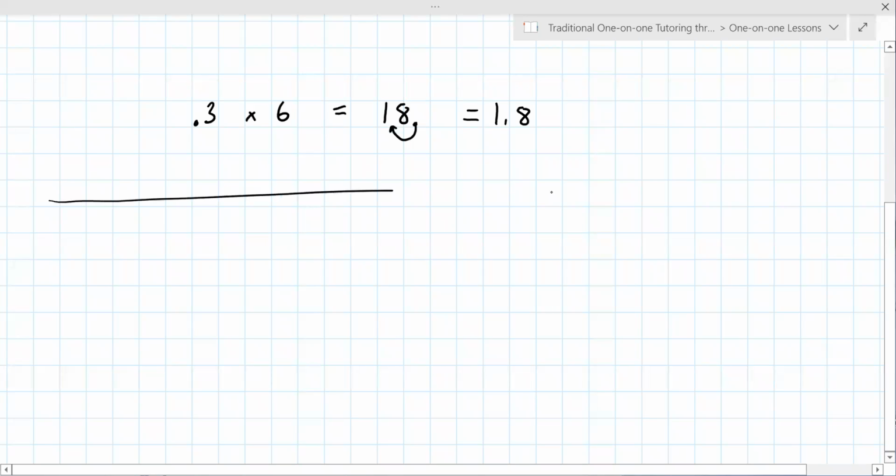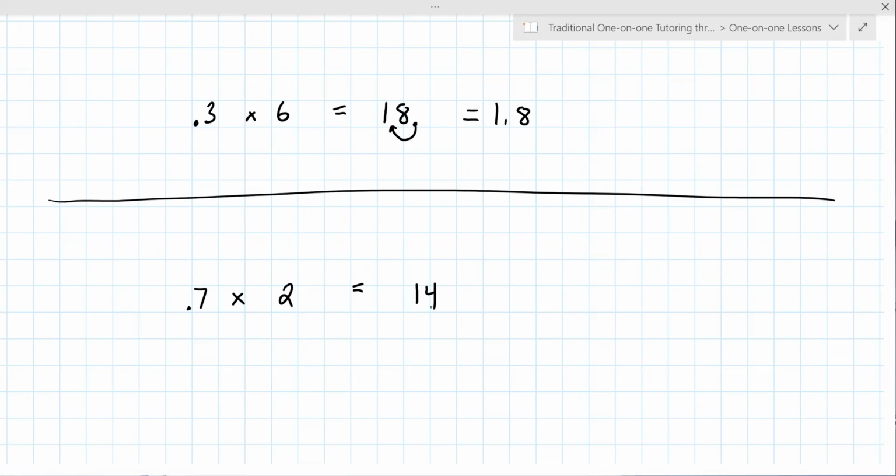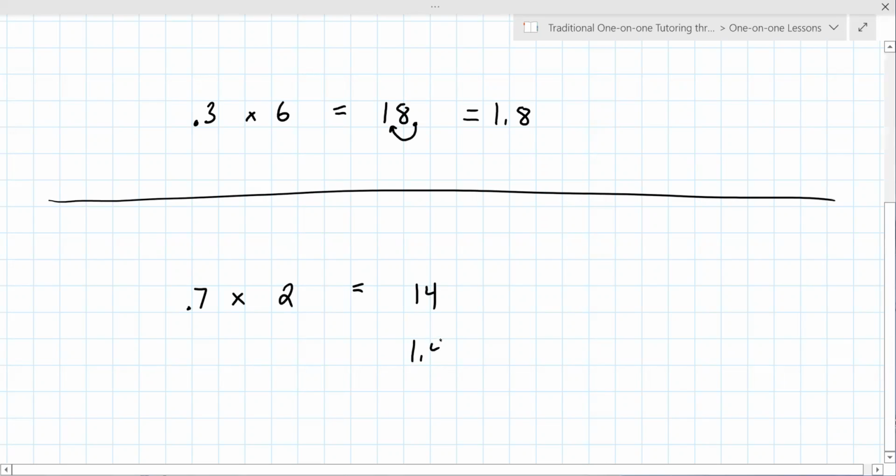All right, so let's try another one here. How about 0.7 times 6? No, we've been doing 6. Let's do 2. So 0.7 times 2. 7 times 2 is 14. So for 0.7 times 2, you have to move that decimal place. It becomes 1.4. Good.